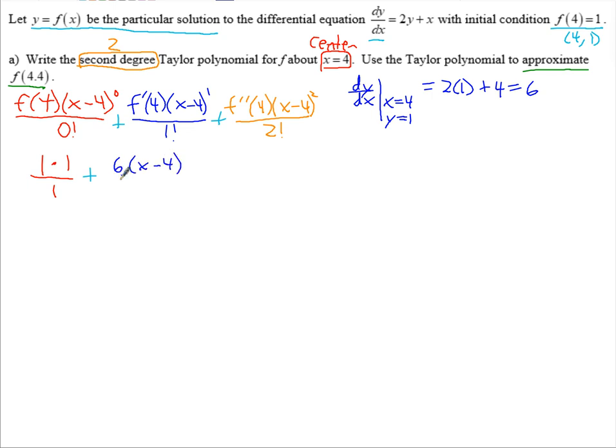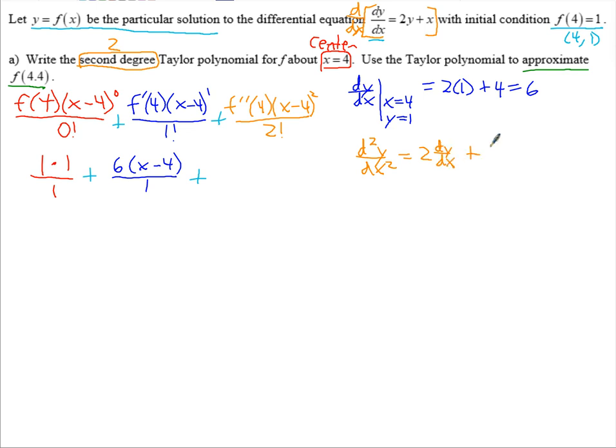Plus, now we need the second derivative at 4. That we don't have yet. So that's where you have to use implicit differentiation, since this is not a function, because the x's and y's are mixed up in there, and take the derivative of the first derivative to get our second derivative. So our second derivative, d squared y dx squared. Well, the derivative of 2y would be 2, but remember every time the variable doesn't match up with the x here, you have to multiply by dy dx. Plus the derivative of x is just 1.